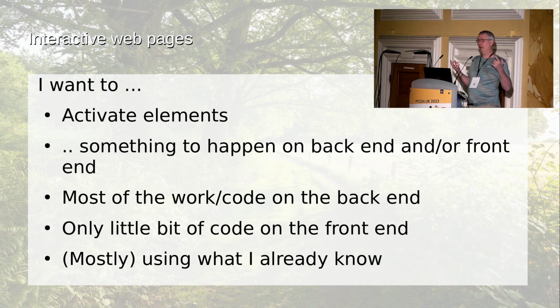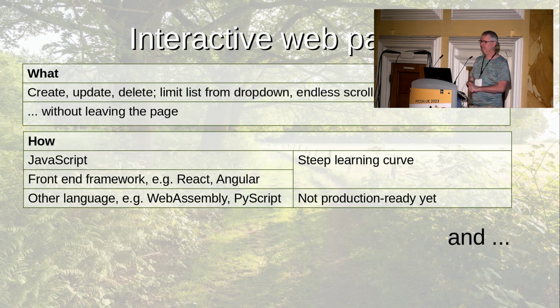When I do something to an element on a page, I want something to happen on the back end and on the front end. Most of the work I want done in Python in the back end, because that's what I'm comfortable with. That's what I already know. And as little as possible should be done on the front end, preferably without me having to write any JavaScript. I can write JavaScript. I have written JavaScript in the past, but I haven't really kept up with it. And switching between JavaScript and Python is just going to confuse me and lead to mistakes.